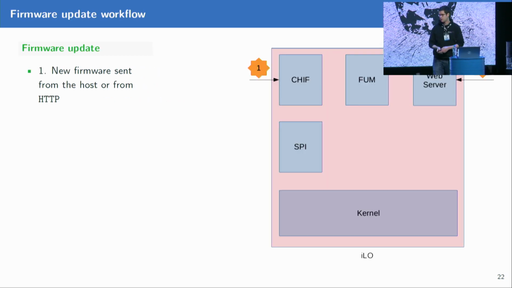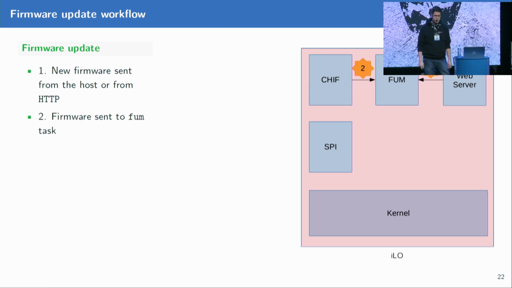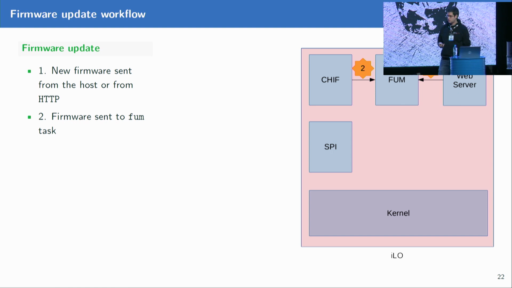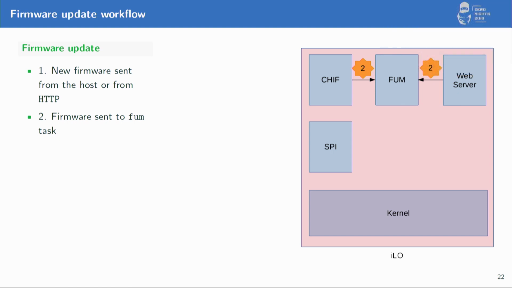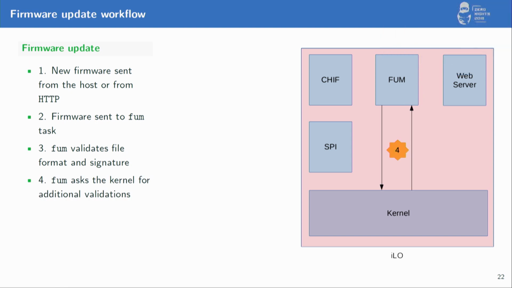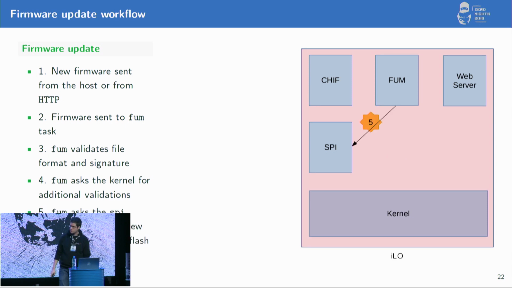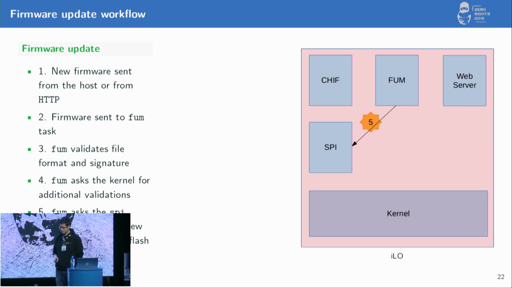So let's have a look at the firmware update process. First, when you decide to flash a new firmware, the firmware is sent to either Chief if you ask it by the host, or the web server if you ask it by the network interface. This firmware is sent to a new task which is called Fume, which is the firmware update manager. This task will perform a first validation of the file format and the whole signature of the firmware. It will then ask the integrity kernel to perform additional signature verifications. And if everything goes well, it will ask the SPI service to finally write the firmware on the SPI flash.